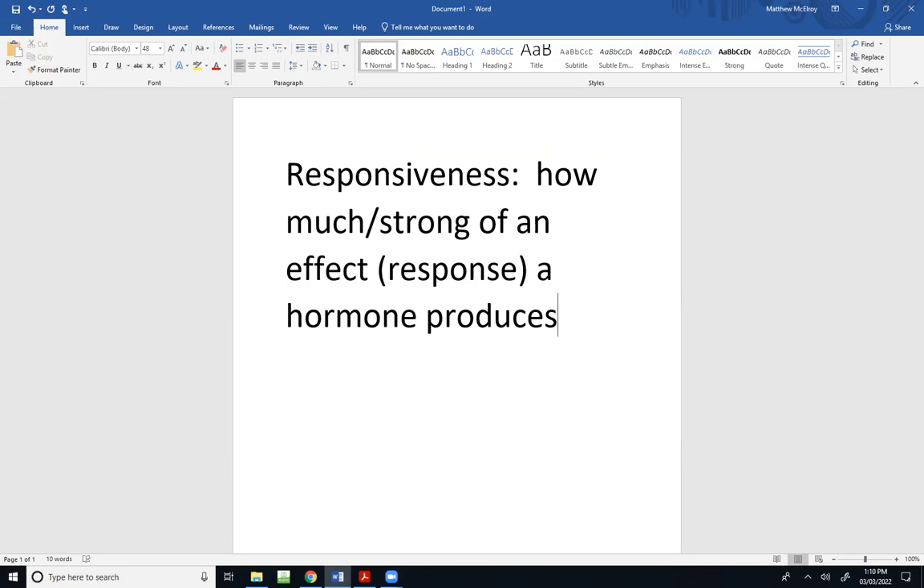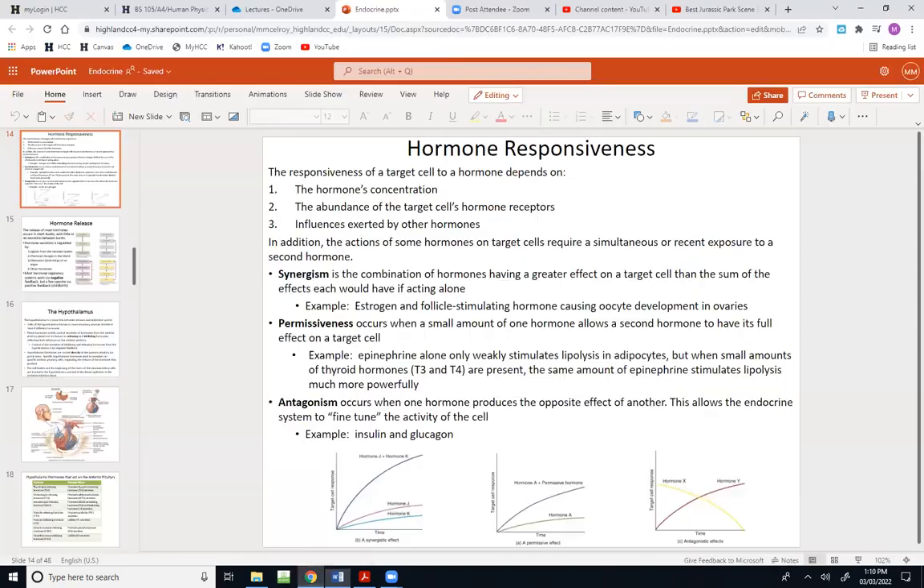How much or how strong of an effect that hormone produces, triggers, elicits, whatever you want to say. I try not to use the same root of a word, so I try not to use response, but effect/response, same thing. Okay, so that's what responsiveness is.